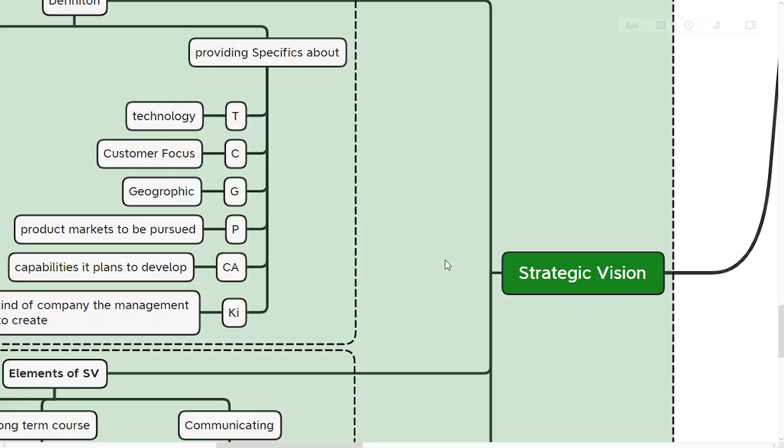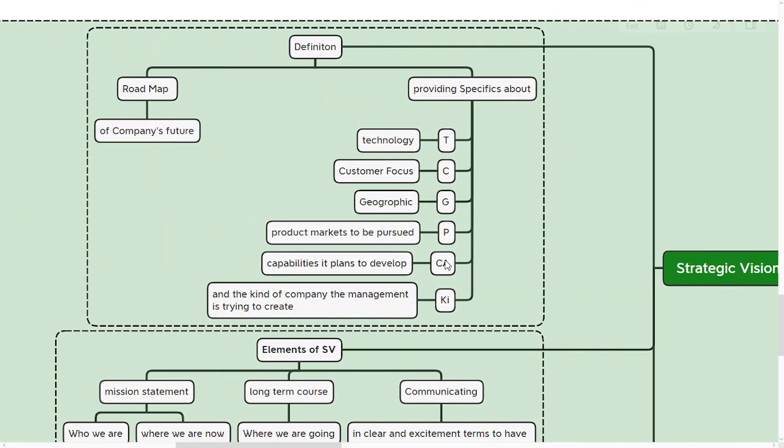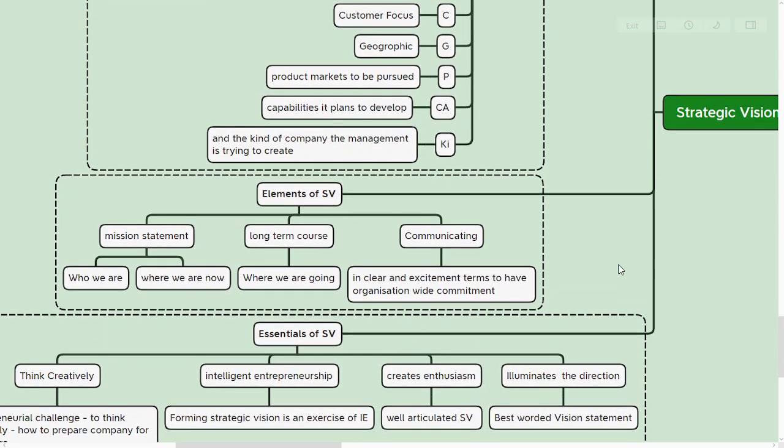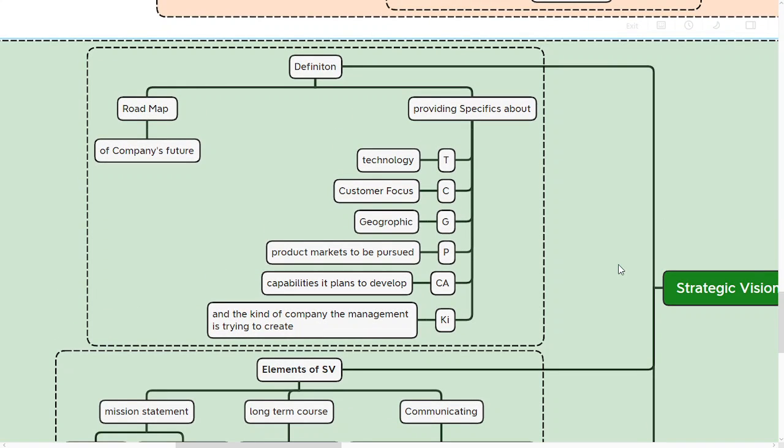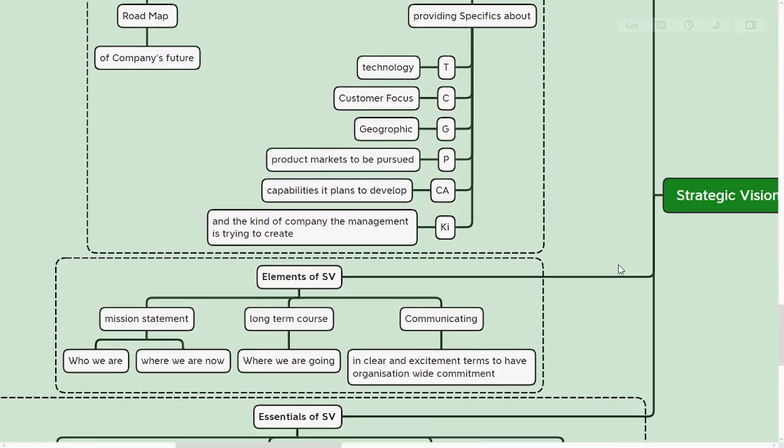First, strategic vision. What is strategic vision? Definition: roadmap of the company's future, providing specifics about technology, customer focus, geographic, product markets to be pursued, capabilities it plans to develop, and the kind of company the management is trying to create.